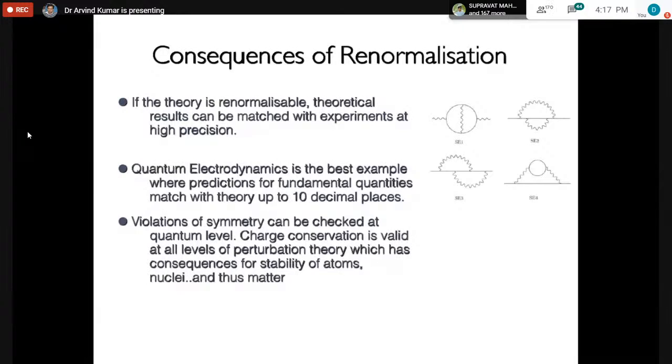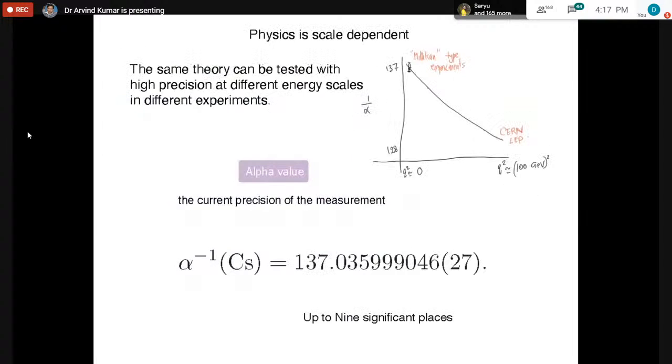And it is not just some way of removing infinities by redefining your quantities, actually: physical parameters, masses, electric charges, and so on. The other main consequence of the renormalization, next slide, is that the physics is scale dependent. If you do the same experiment at one particular energy and at a different energy, your theory can actually predict what happens at another different energy. This is another test of your theory.